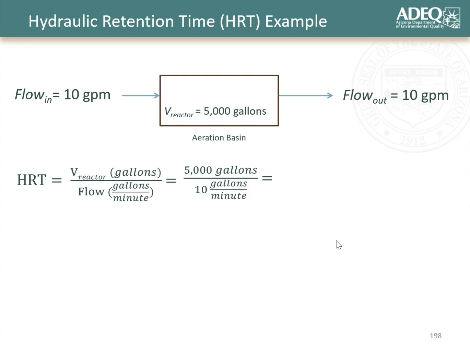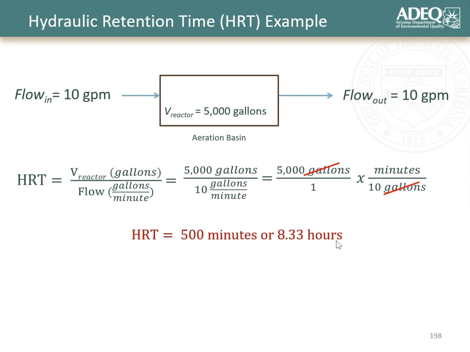Now, I want to take a second and talk about the units, because I think paying attention to units makes sure that you're solving for the right thing. From a math perspective, 5,000 divided by 10 gallons per minute is equivalent to 5,000 divided by 1 times 1 over 10. And when we do that, we have to flip the units so that the minutes now go at the top and the gallons go at the bottom. By doing this, the gallons units cancel each other out, because the top and the bottom go away, and all you're left with is minutes. And based upon this, our hydraulic retention time is 5,000 divided by 10, which is 500 minutes or 8.3 hours.